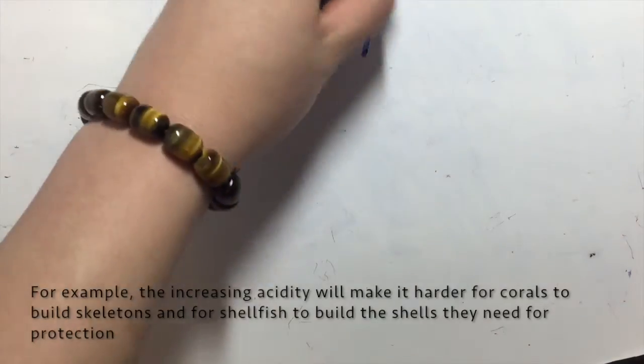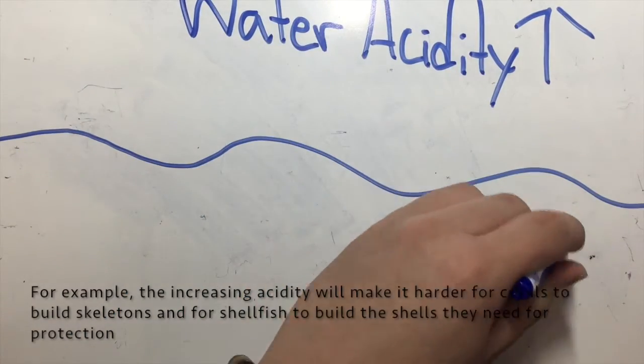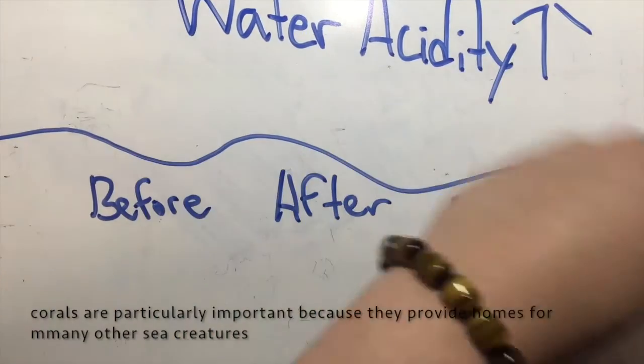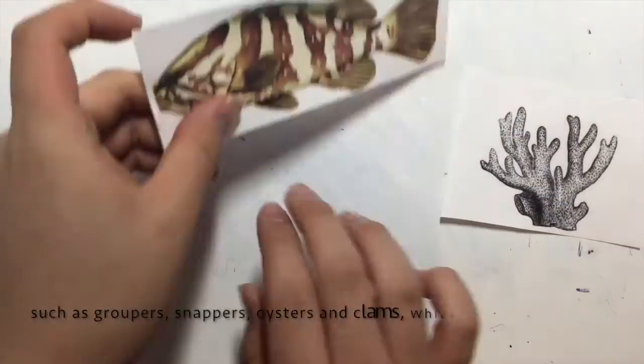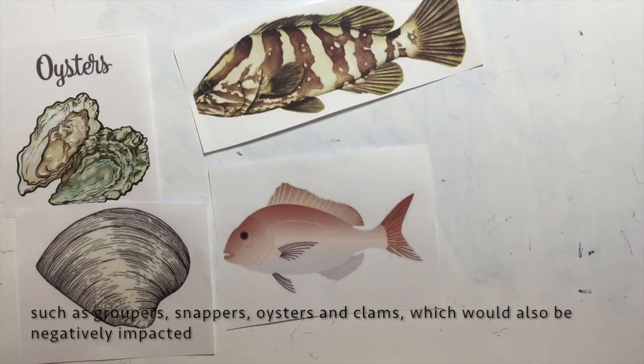For example, the increasing acidity will make it harder for corals to build skeletons and for shellfish to build the shells they need for protection. Corals are particularly important because they provide homes for many other sea creatures such as grouper, snapper, oysters, and clams, which would also be negatively impacted.